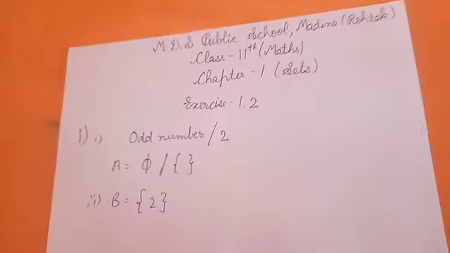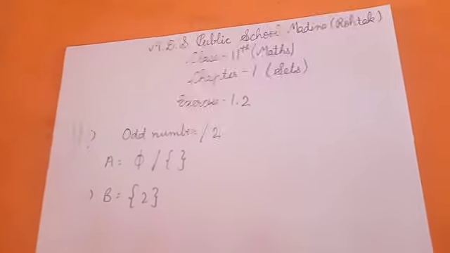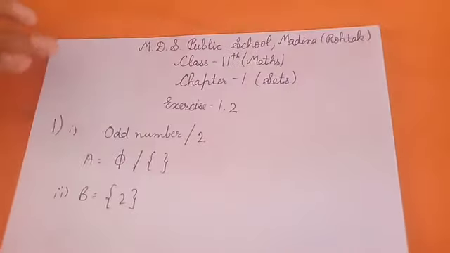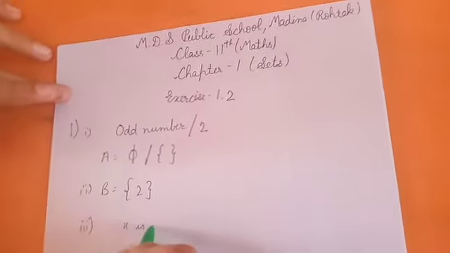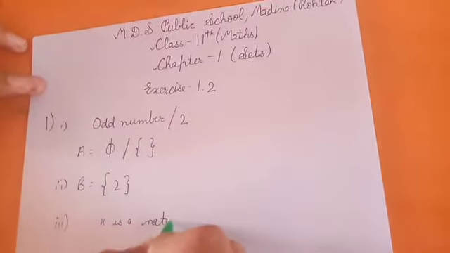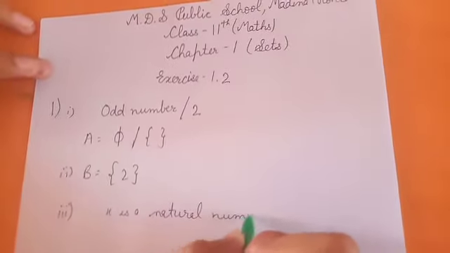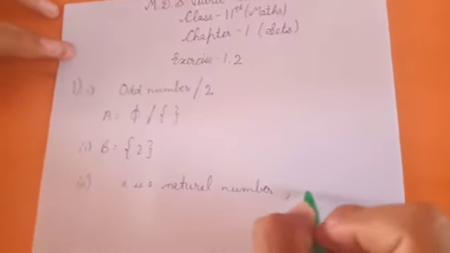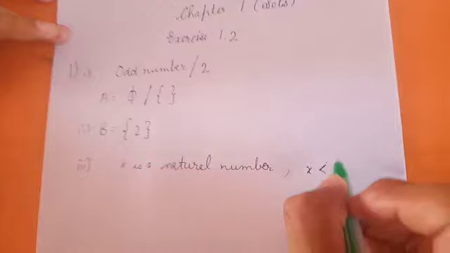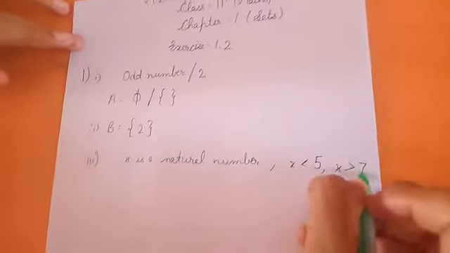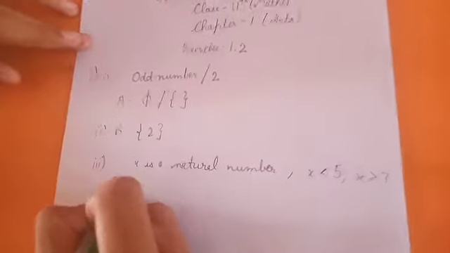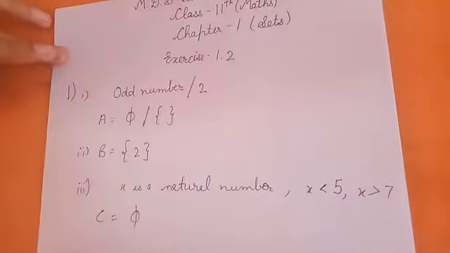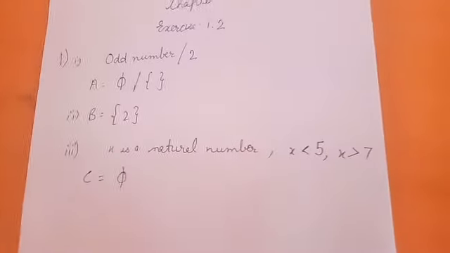Third is x is a natural number where x is less than 5 but greater than 7. It is not possible that a number is less than 5 and greater than 7. So we can say our set is φ, means it does not contain any element, so it is also a null set.